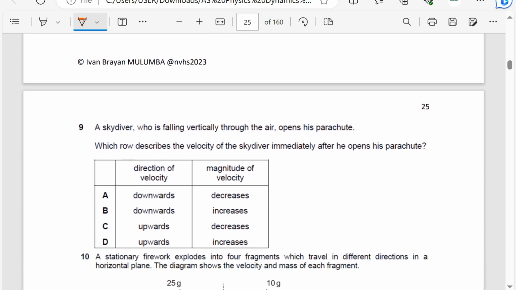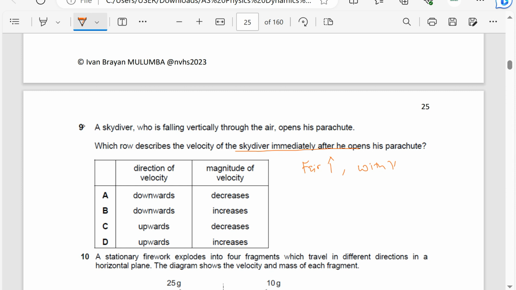A skydiver who is falling vertically through the air opens his parachute. Which row describes the velocity of the skydiver immediately after he opens his parachute? Immediately as he opens his parachute, note that force due to air resistance increases. Force due to air resistance increases, and this increases with the velocity.